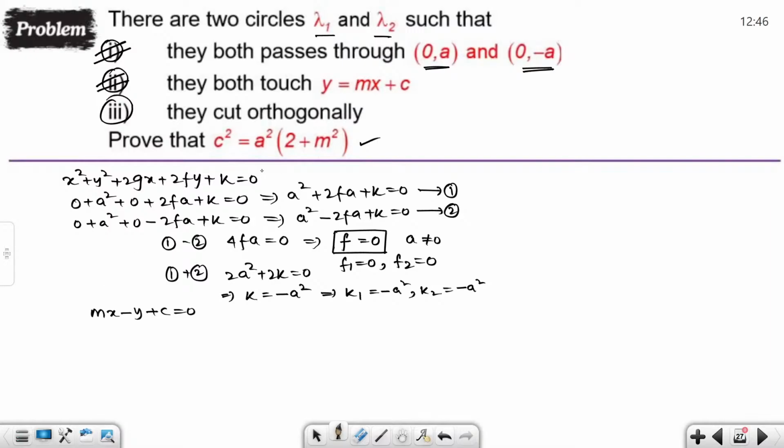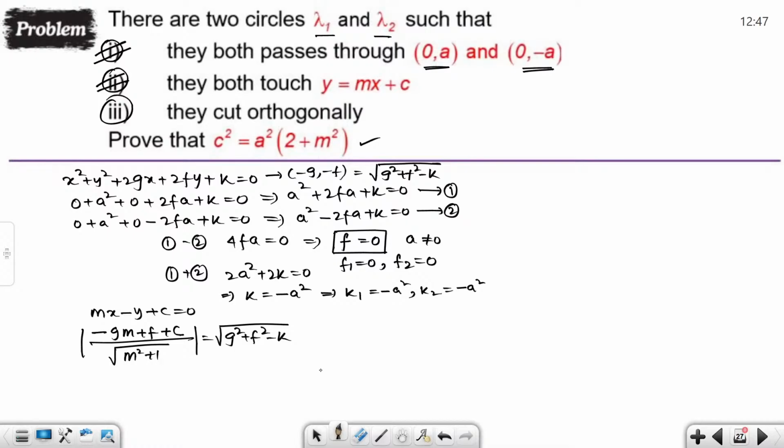So now the center of this circle is at (minus g, minus f). If I drop a perpendicular from (minus g, minus f), what will be that perpendicular length? It will be minus gm plus f plus c divided by root over of m square plus 1. Am I correct? And this will be nothing but the radius of this circle. The radius of this circle is root over of g square plus f square minus k. That's it. So let me simply square both sides. What are you getting?